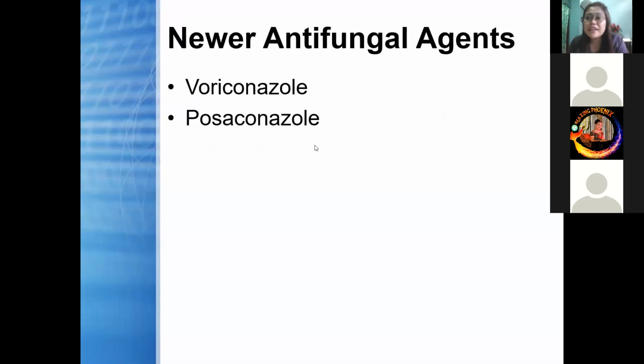And we have newer antifungal agents, the voriconazole and the posaconazole. These are newly discovered azole antifungals. Okay?